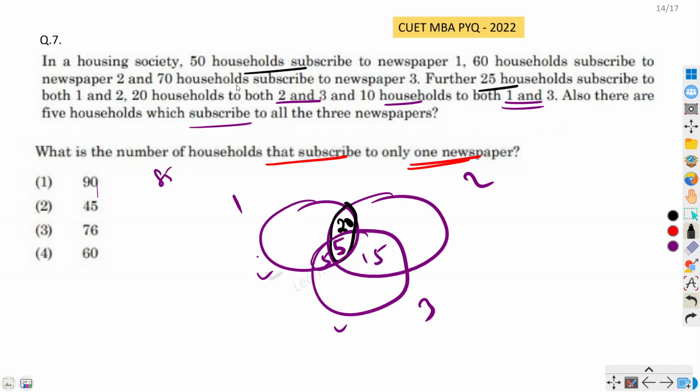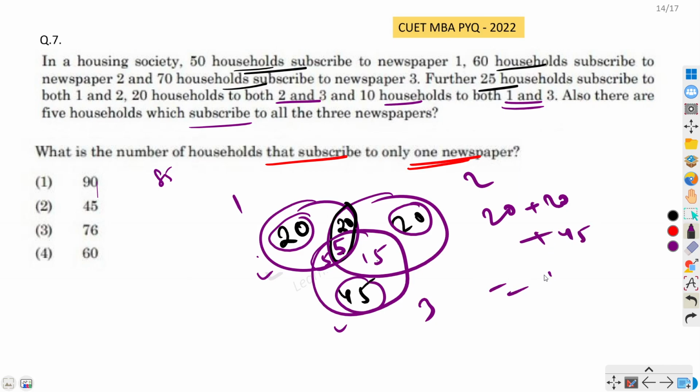So for this, 50 is total for first newspaper, but 20, 25 and 5, 30 is already gone. So this would be 20, right? For 2, this is 25 plus 15, 40 is gone, and 60 households are there. So this would be 20. Similarly for third we have 70 households. But how many are gone? 15 plus 5, 20 plus 25. So 25 is gone from 70. So that would be 45. Now you can add them all. These are the households which are single, because they are not overlapping with anyone, right? So 20 plus 20 plus 45, 85 is your answer.